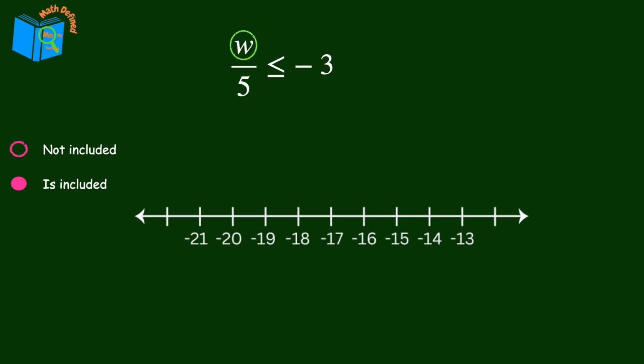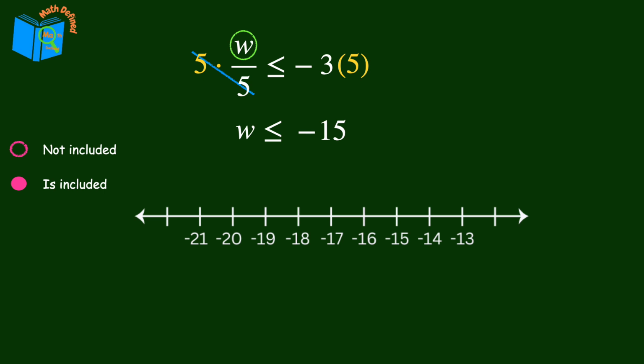To solve for w, we need to undo the division by 5. How do we do that? By multiplying both sides by 5. The 5's on the left side cancel out, leaving w is less than or equal to. On the right side, -3 times +5 is -15. The solution for w is any value that is less than or equal to -15.